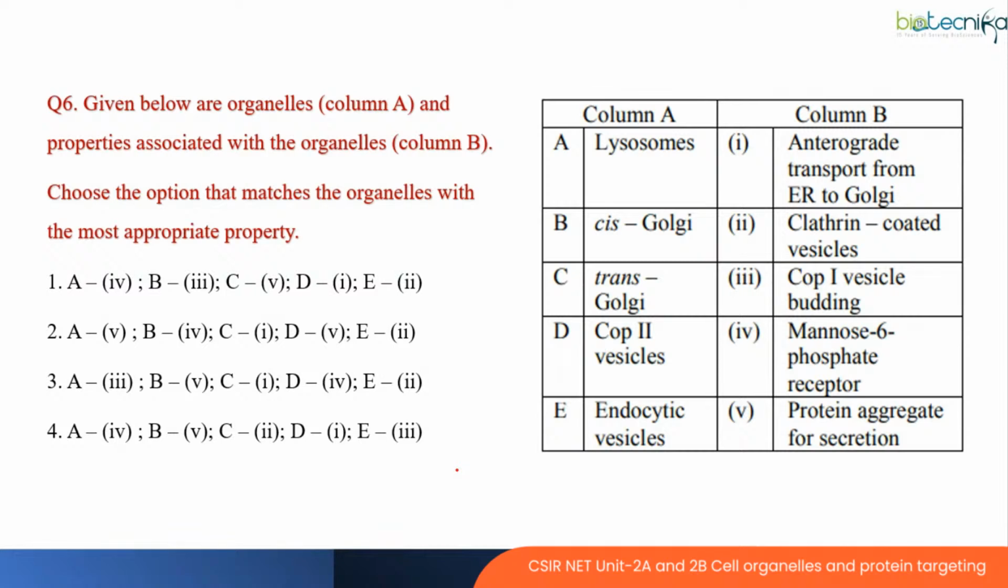Now, based on that, just try to solve this question. You have some cell organelles given under column A, and then you have some specifications related to those cell organelles in column B. Try to identify the correct combination from here.